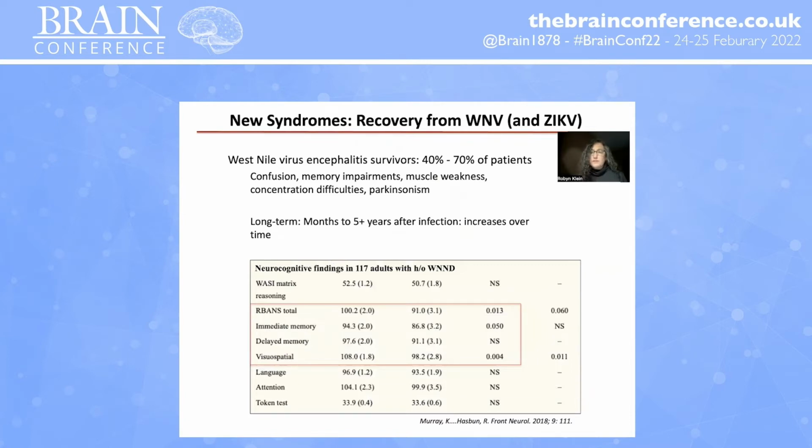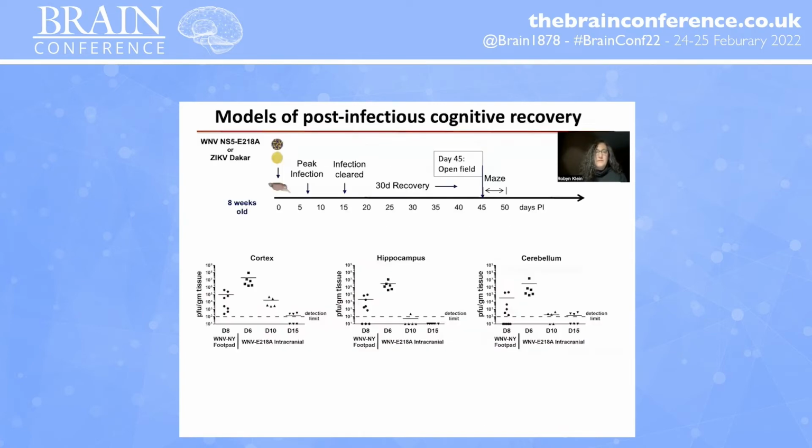Since West Nile emerged in 1999, there have been multiple studies demonstrating that more than half of patients that survive either neuroinvasive disease or even West Nile fever can present with memory impairments. And this is also true of Zika virus. I'm showing you some data here demonstrating a study where there were neurocognitive findings in patients with a history of West Nile virus neuroinvasive disease. This was published by a colleague, Christy Murray. And what you can see is that visuospatial learning especially is impaired in these patients.